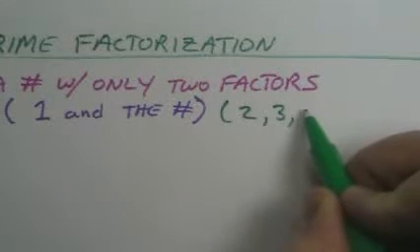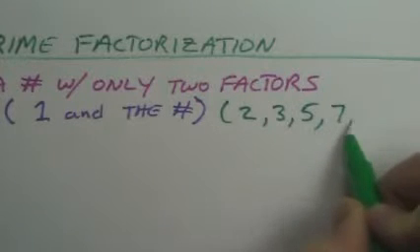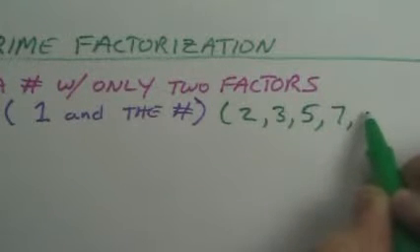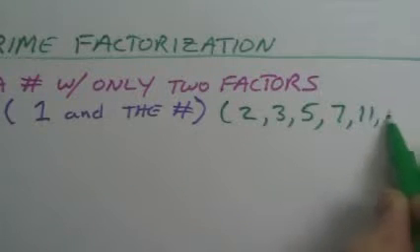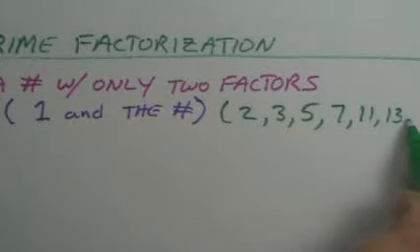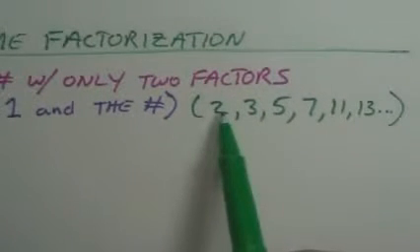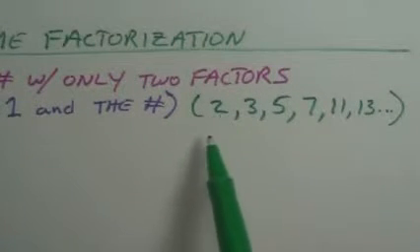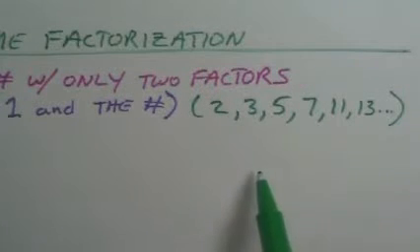3. What's another one? 5. 7. 9 is not. 11. 13. It goes on. But only one, for example, 2, only 1 and 2 goes into 2. Only 1 and 3 goes into 3. Only 1 and 5 goes into 5.